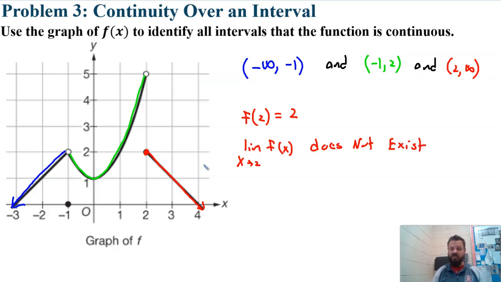Our graph is doing different things as I come towards 2 from the left and the right side, so we say that limit doesn't exist. So at that point 2, since the function is not the same value as the limit, we'd say it's not continuous at that point. Everything above 2 it will be, okay, but not actually at that specific point.